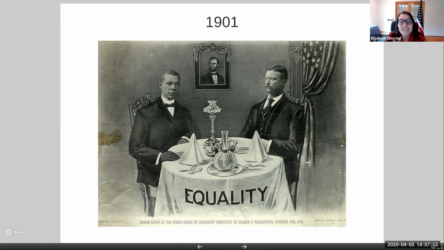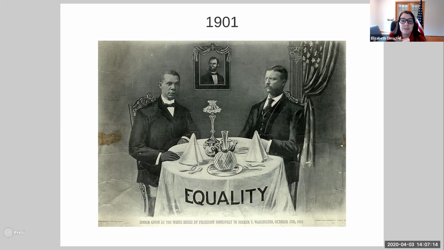On October 16th, 1901, Theodore Roosevelt had Booker T. Washington to the White House for dinner. Washington was a trusted advisor to Roosevelt and a close family friend. It was the first time an African-American person was invited to a meal at the White House. Meals were viewed as equality in the South. And that's why you see along the bottom of that table there, it says equality in big letters. And this was something that ran in newspapers all over the country.